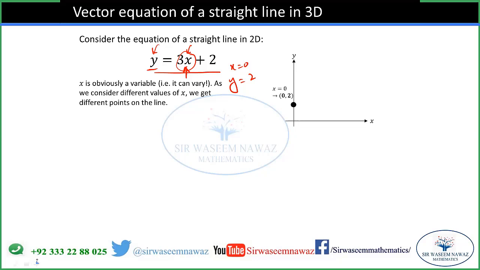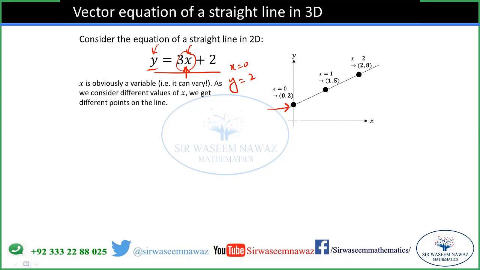Yes, so this is our initial point. And what is this point? This point is (0, 2). Now, if I place the value of x as 1, I get a new point, (1, 5). If I place a value 2 here, I get a new point, (2, 8), and we form a line. So that's why we say that 3x plus 2 is an equation of our straight line.